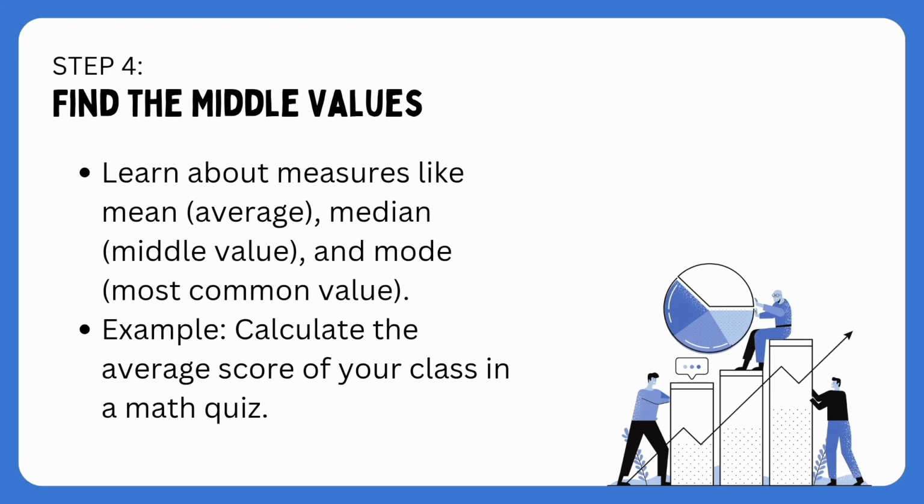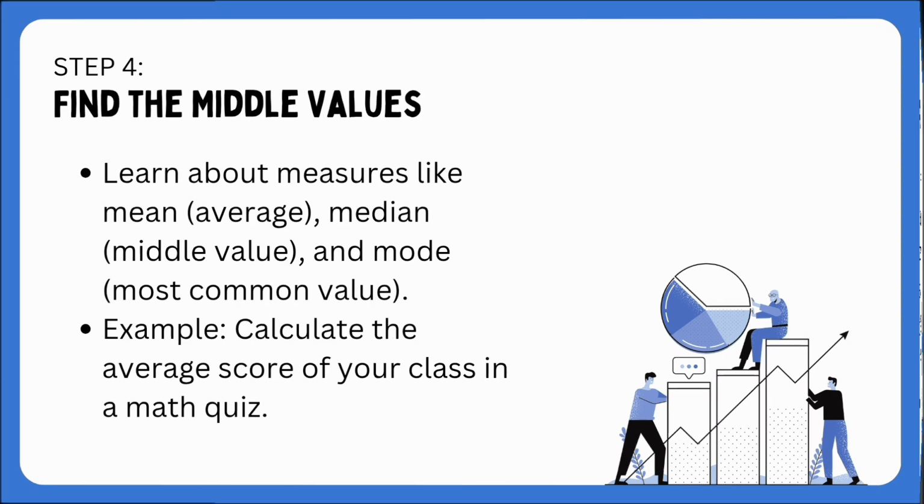The next, fourth step is to find the middle value. Learn about the measures like mean, median, and mode. Mean gives us the average value, median gives us the middlemost value, and mode gives us the most common or frequently occurring value. To calculate the average score of a class in a math quiz, this is an example.